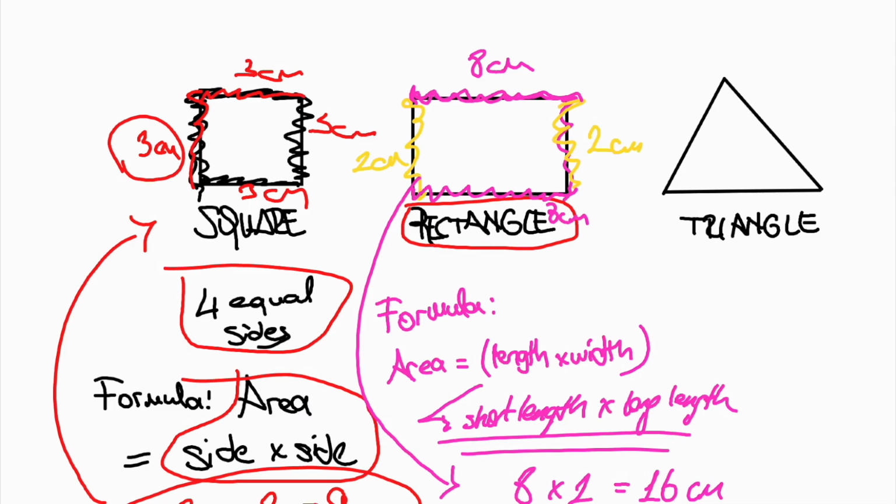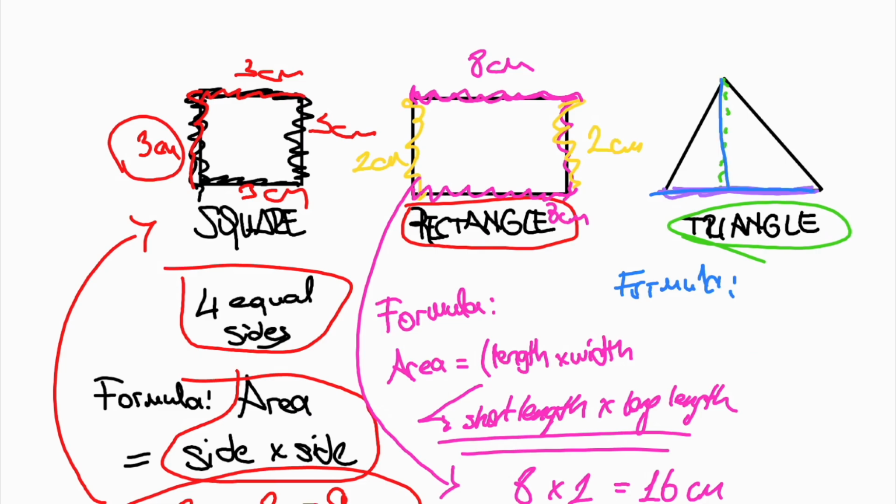And the other one is our triangle. In a triangle, we do different computations than for a square or rectangle. In a triangle, we have a height here, and let me use purple, we have a base here. We have a base and we have a height.